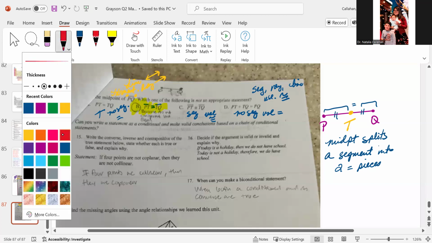Can you write a statement as a conditional and make valid conclusions based on the chain of conditional statements?